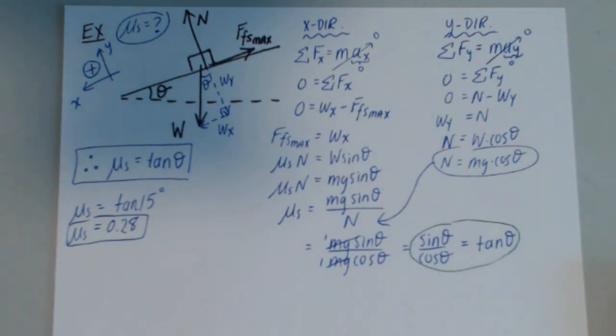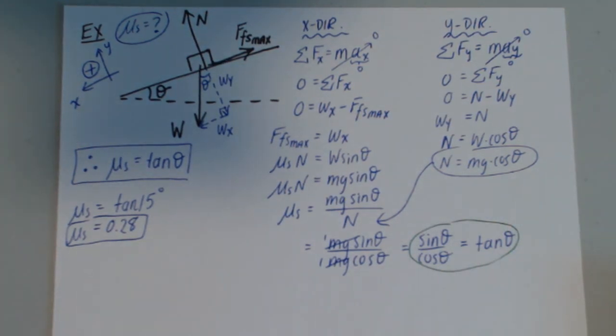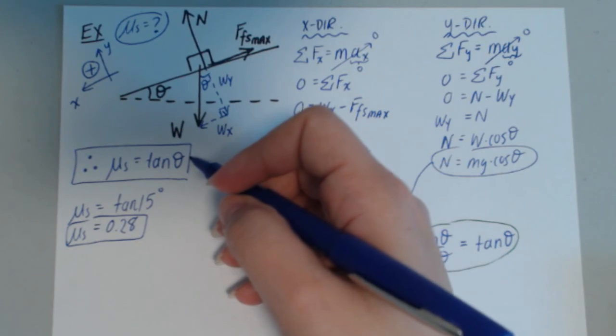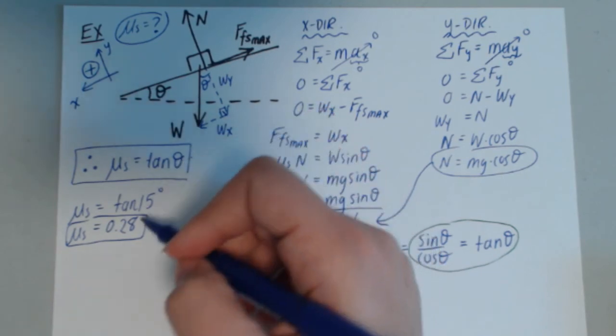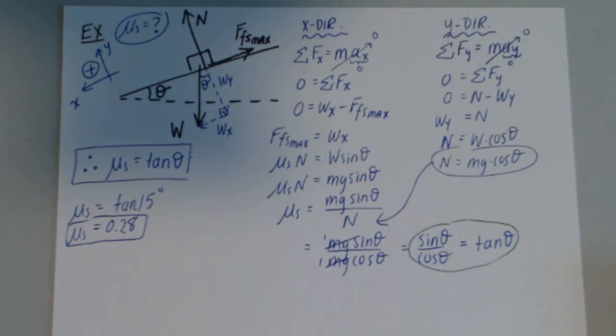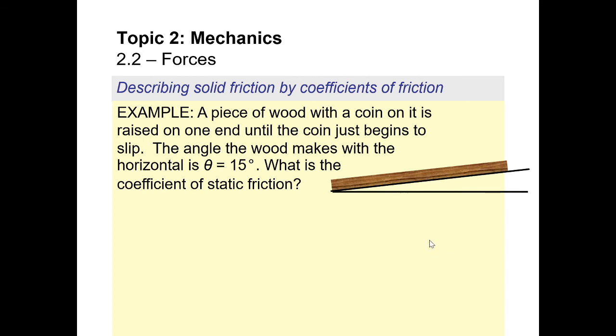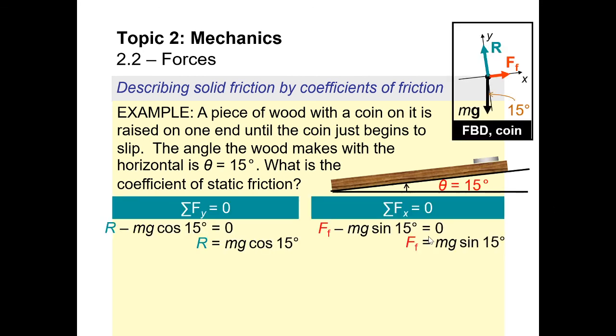If you were doing a multiple choice test, for instance, obviously showing work doesn't count for multiple choice. So in that case, you could just plug it into this equation fast and get the answer. So we get 0.28. Remember that the coefficients of friction are unitless quantities, and that's because really they're just a ratio of forces. Okay, so 0.28. That's not a very rough surface.